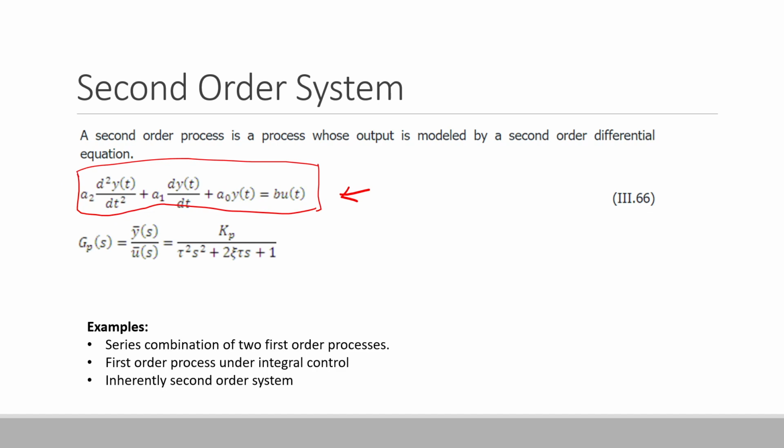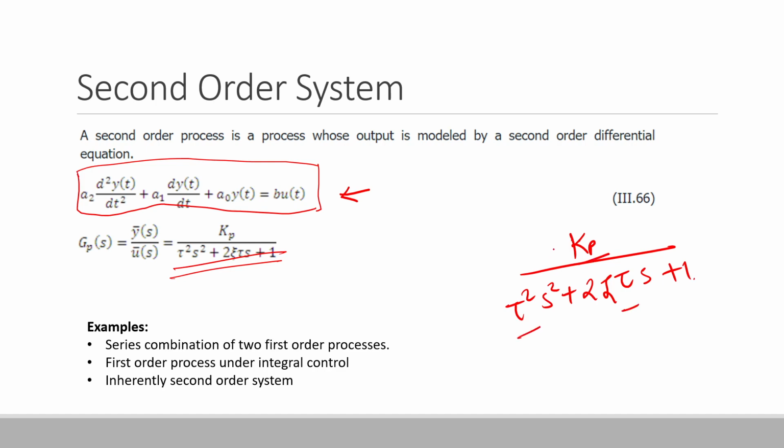In order to find the transfer function, we take the Laplace transform of this equation and then write the transfer function in the form of output upon input, that is y bar s upon u bar s, and it will give us this kind of transfer function, that is kp upon tau square s square plus 2 zeta tau s plus 1. So this is the transfer function of a second order system where the parameters are kp, tau and zeta. kp is known as the process gain of the system, tau is the time constant of the system, and zeta is the damping coefficient.